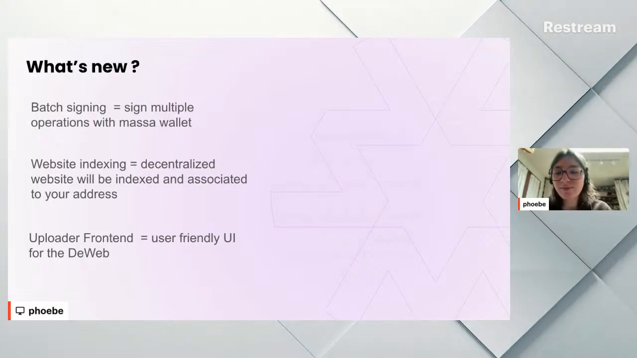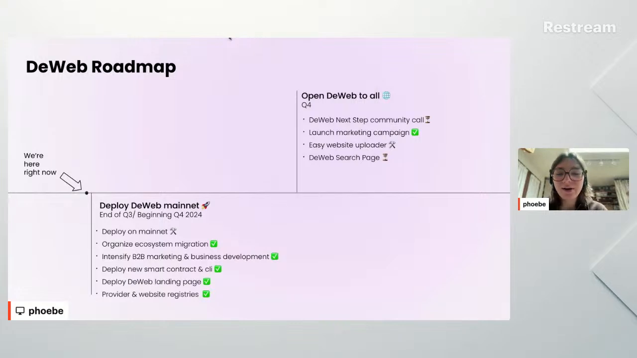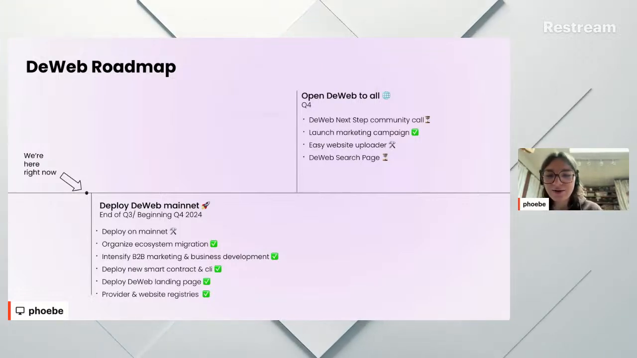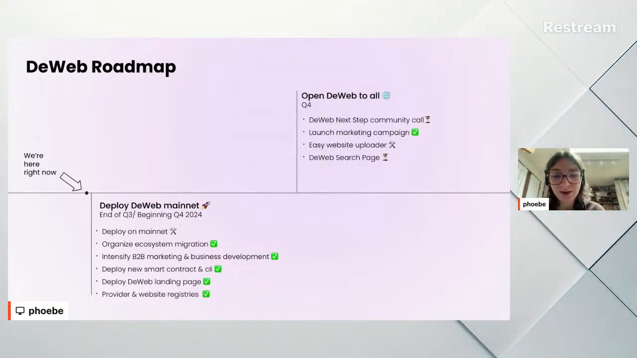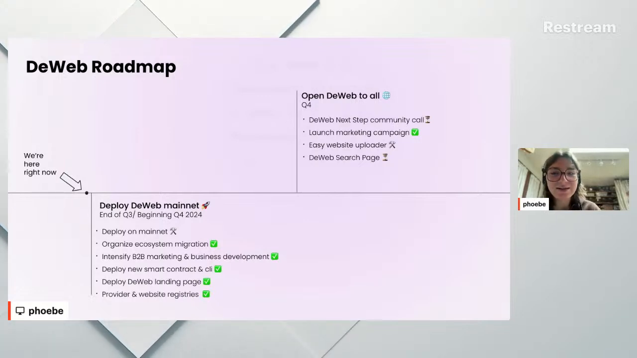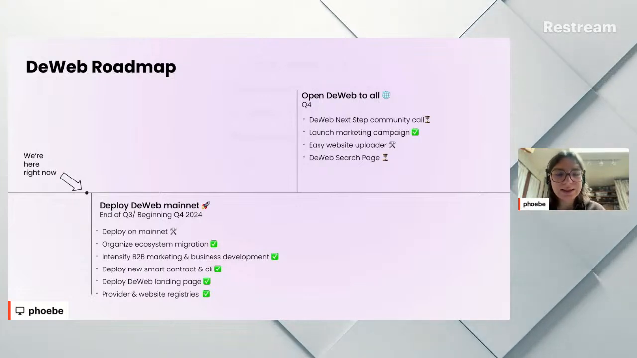So does the team. And just to recap the roadmap: right now, we're really close to finishing our second milestone, which is deploying DWeb mainnet. As you see, we've got 5 out of 6. I know number 6, deploy on mainnet, is coming really soon. As I said, stay tuned, like on Twitter, etc.